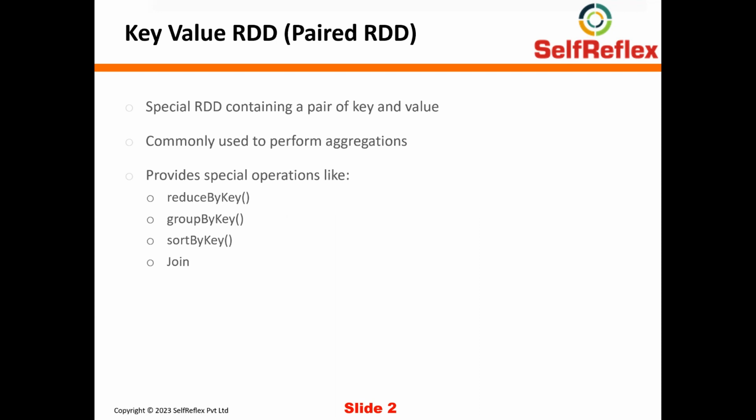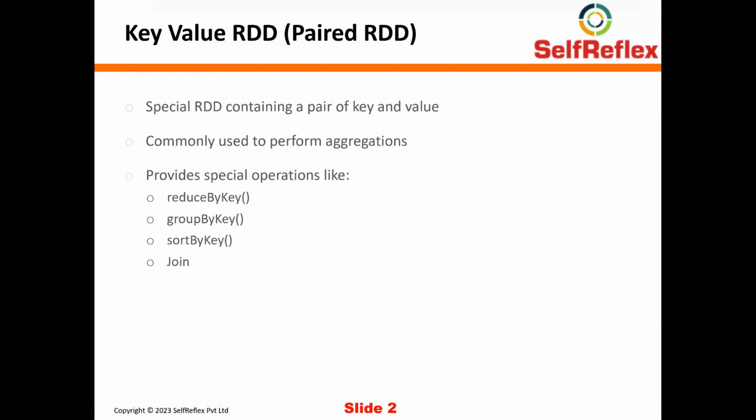A key value RDD, also known as paired RDD, contains two things at every row level, one key and one value. And these keys and values can be objects as well, right? It's commonly used to perform aggregations where you want to, let's say, group by some key, combine all the values corresponding to a key together, and let's say sum them up or perform any operation on all those values, right?